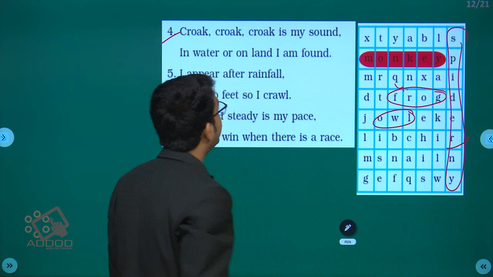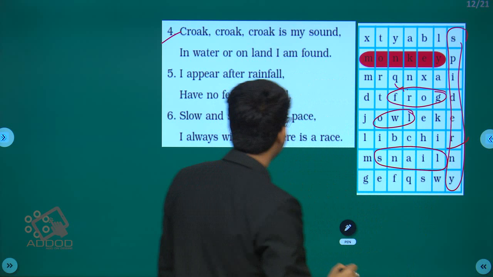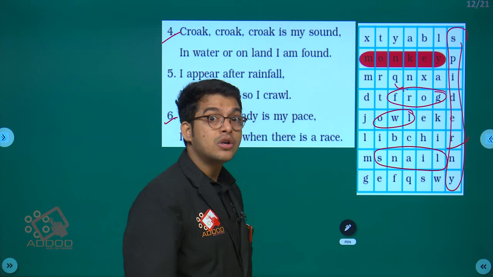I appear after rainfall. Have no feet, so I crawl. After rainfall. Snail. Now, slow and steady is my pace. I always win when there is a race. When there is a race? Oh, rabbit and tortoise.